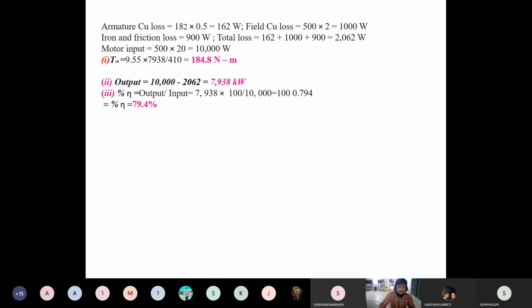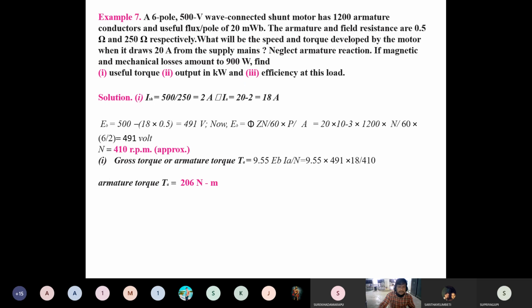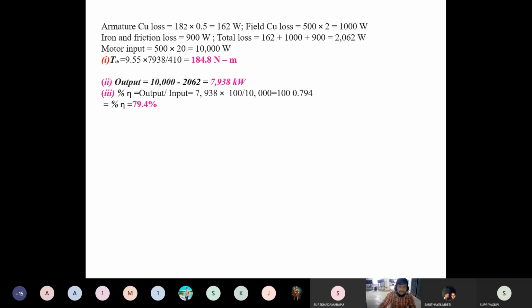This is the same ditto problem. So the previous problem and this problem are the same, but the values are changing. So as usual, Ish is equal to V by Rsh, 2 amperes, then Ia is equal to IL minus Ish, that is 18 amperes. Then determine the Eb value, determine speed, then armature torque. So it is a ditto problem, that's why I'm skipping this one.